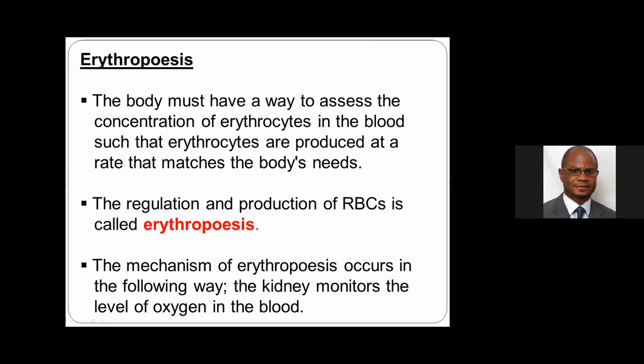So new red cells will be produced to replace old and dying ones. And the regulation and production of red blood cells is called erythropoiesis. Erythropoiesis is regulation and production of red blood cells, okay? The mechanism occurs in this way. The kidney, okay, monitors the level of oxygen in the blood.